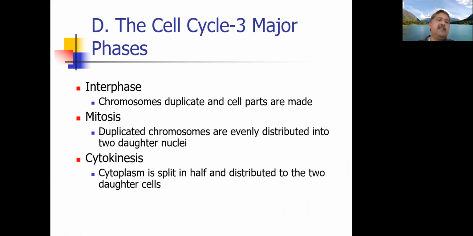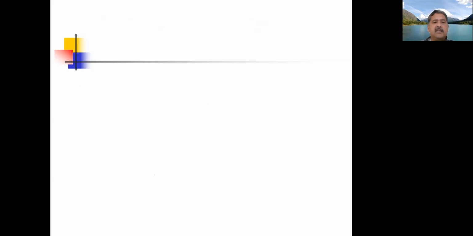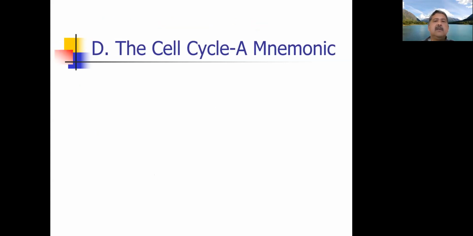You can see that during interphase, we're going to duplicate the chromosomes and then make some cell parts to get ready to split. Then in mitosis, the chromosomes that were already duplicated are going to be distributed to 2 different daughter nuclei. After the nucleus is divided, cytokinesis occurs, and that's when you split the cytoplasm in half. Cytokinesis is not as exact as mitosis is.